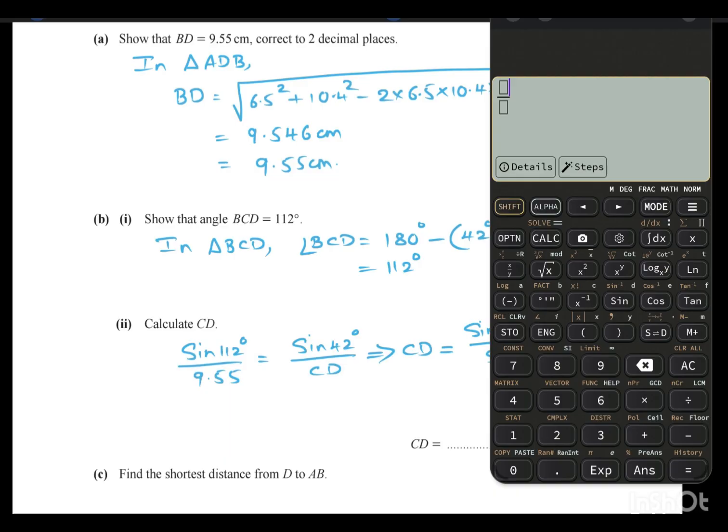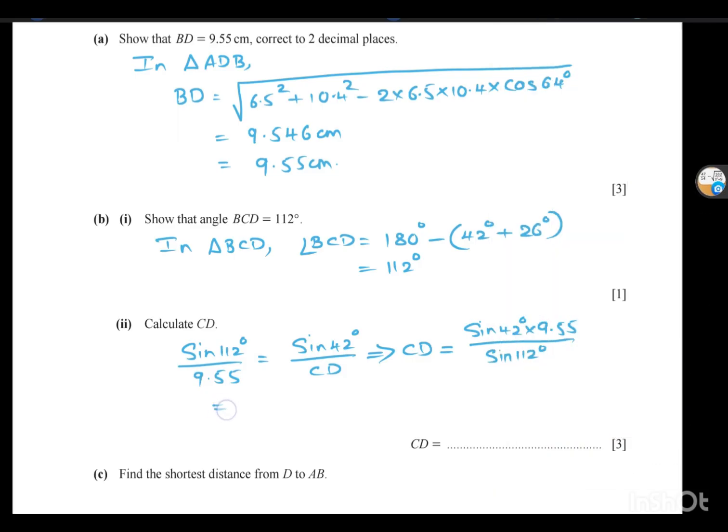Sine 42 into 9.55 by sine 112, 6.892, 6.892 centimeters. You can round to two decimal places, 6.89. Question number B 1 and 2 is done.